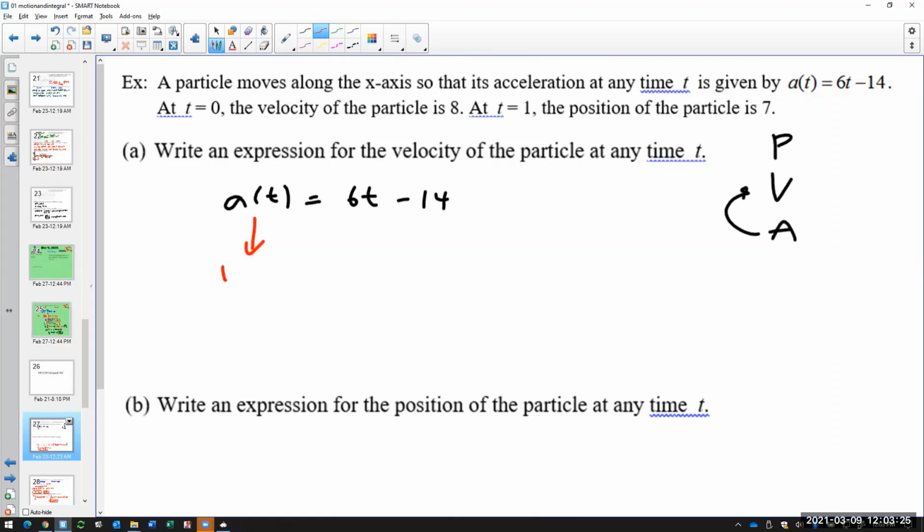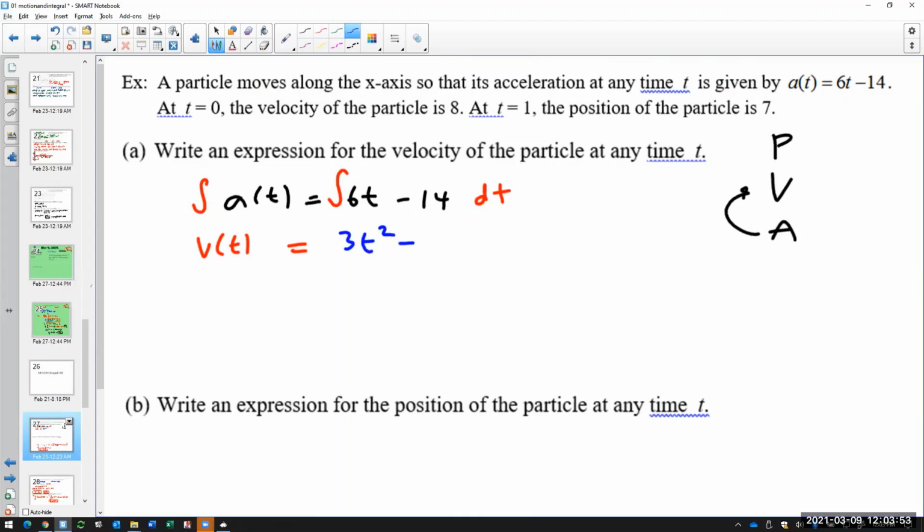I want to go from A to V. What did you say I needed to do? All right, let's do it. Antiderivative of the left side. If I do the left side, I also have to do the right side. The antiderivative of A is V of t plus Charlie. There's a Charlie here, but what I'm going to do is move all the Charlies to the right side. Let me put a dt here. What is the antiderivative of 6t minus 14?